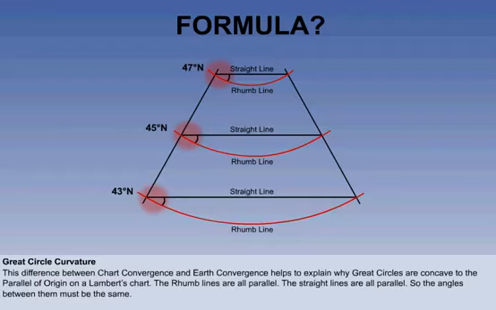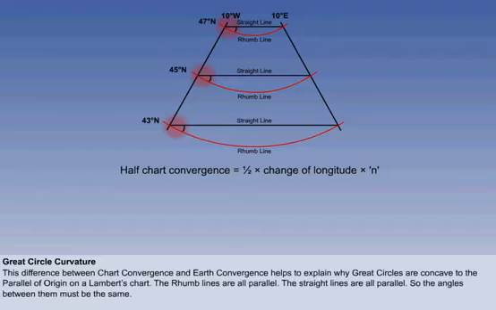What is the formula for calculating it? The angle between the rhumb line and the straight line equals half the change of longitude times the sine of the parallel of origin. So let's now calculate it. The change of longitude is 20 degrees, and the sine of 45 degrees is 0.7071, which comes to 7.071 degrees in all three cases.